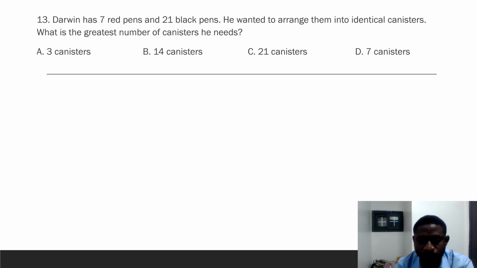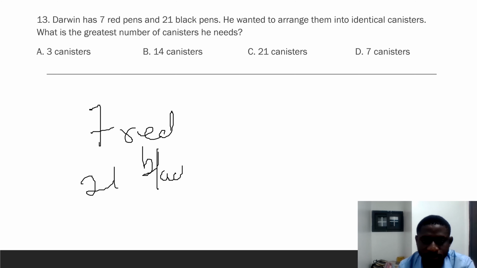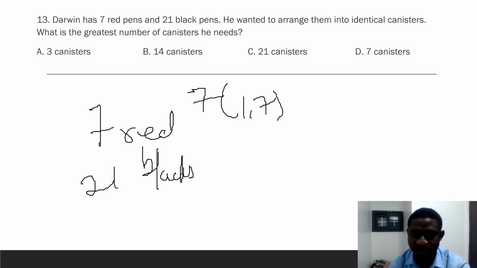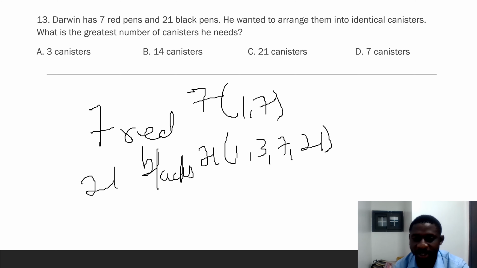So question 13. David has 7 red pens and then 21 black pens. He wants to arrange them in identical canisters. What is the greatest number of canisters he would need? So here we just do the same thing. Factors of 7 are 7 and 1. Factors of 21 are 1, 3, 7 and 21 itself. So what greater number appears here and here at the same time? You have 7 here, 7 also appearing here. So the answer is 7.